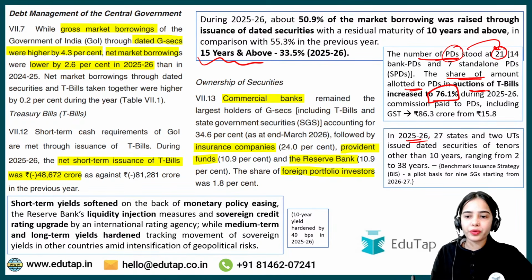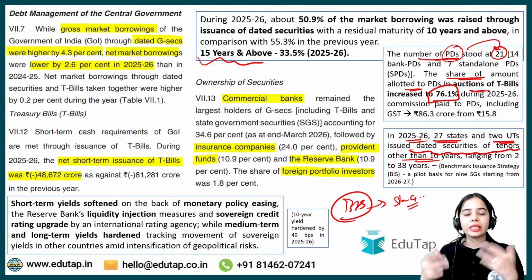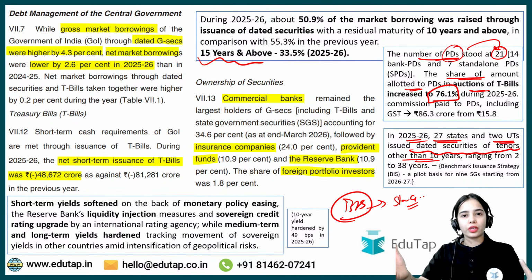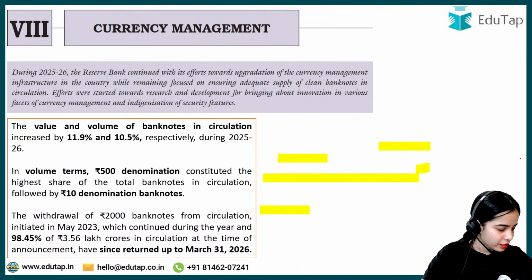Next is 2025-26, the 27 states and 2 union territories issued dated securities of tenures other than 10 years, ranging from 2 years to 38 years, due to which the RBI said that the benchmark issuance strategy will be adopted, so that the state governments do not release the securities for different tenures. The tenure should be decided as 3 years, 5 years, 10 years, and 15 years in this manner, because the state governments were releasing the dated government securities for varying tenures. That was very confusing. Now, coming to the next chapter, any confusion in the previous chapter?